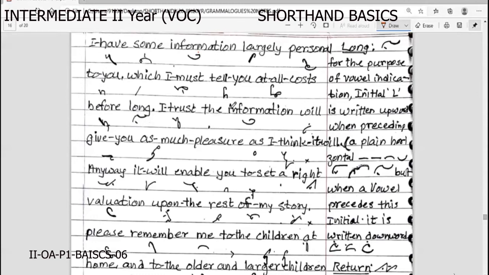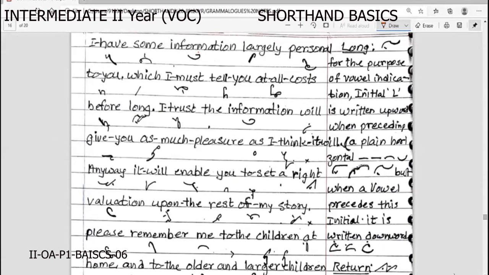Okay. Here I've given the explanation. It is when it is followed by the horizontals like this. Okay. Like, lame, long. But when it is preceded by a vowel, you're going to write L like, L and L long. You're going to write it downward L.